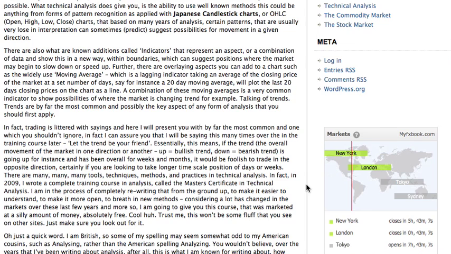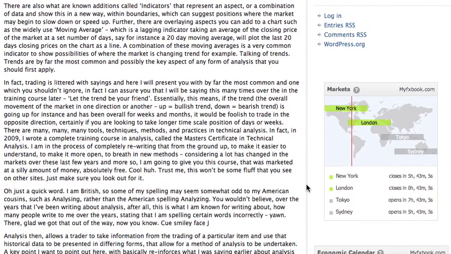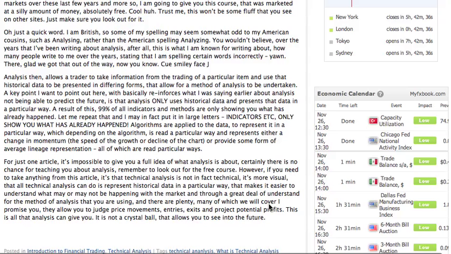Oh, and just a quick word. I am British, so some of my spelling may be somewhat odd to my American cousins, such as analysing with an S rather than the American spelling of analyzing with a Z. You wouldn't believe how many people have written to me over the years, stating that I am spelling certain words incorrectly, after all, this is what I'm known for writing about. Now, I just had to get that out of the way, so we're all on the same page.